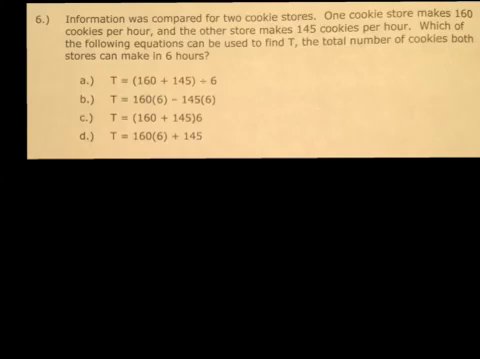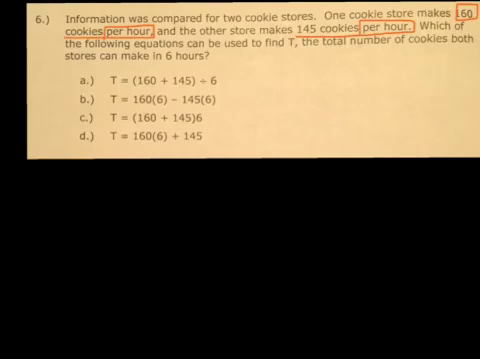Question number 6. We have a story, and we need to pick the equation that matches it. So it says, information was compared for 2 cookie stores. One cookie store makes 160 cookies per hour. The other cookie store makes 145 cookies per hour.